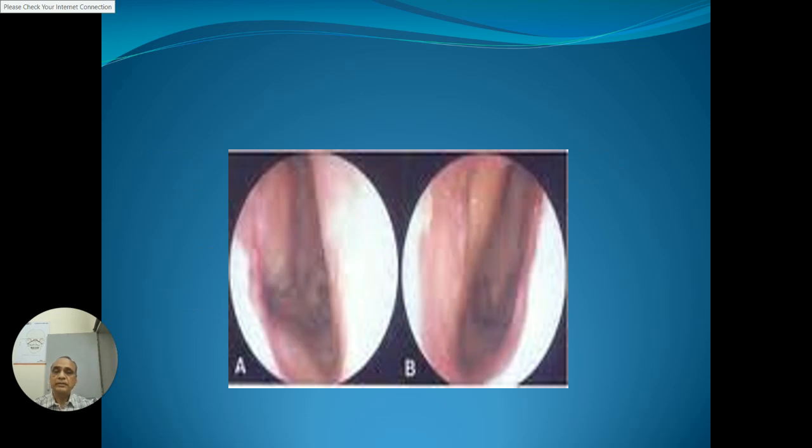So these are a few endoscopic pictures. In the first one, A, you can straight away see the choana. Later on you can see the posterior pharyngeal wall. Same thing with number 2, that is B, the left nasal cavity. A is the right nasal cavity. Straight away you can see the posterior pharyngeal wall, which is really not possible in common individuals with normal noses.